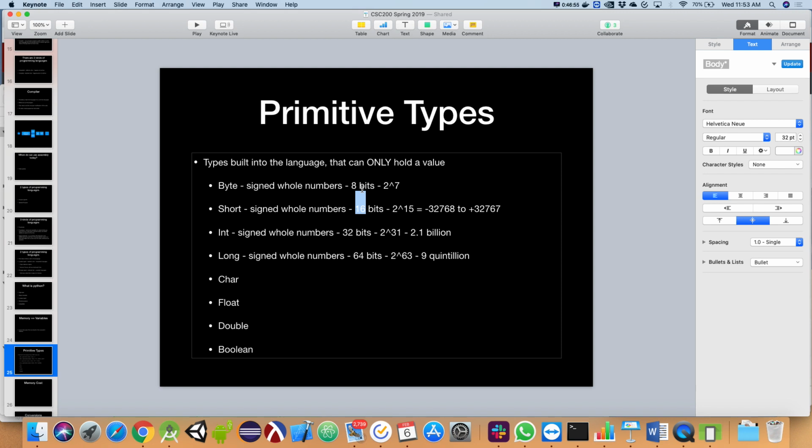A short can hold negative 32,768 to positive 32,767. We just quickly did the math of 2 to the 15th power. We could all do that in our heads? My precision goes down after this. So an int is a 32-bit number, plus or minus 2 to the 31st power. That's roughly negative 2.1 billion to positive 2.1 billion. And then a long is plus or minus 9 quintillion. It's a 64-bit number. Really big, okay?